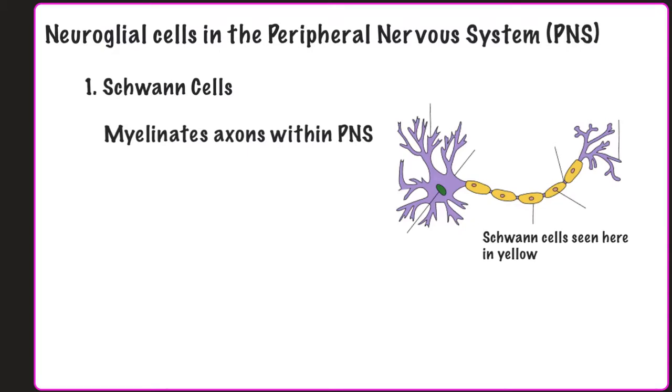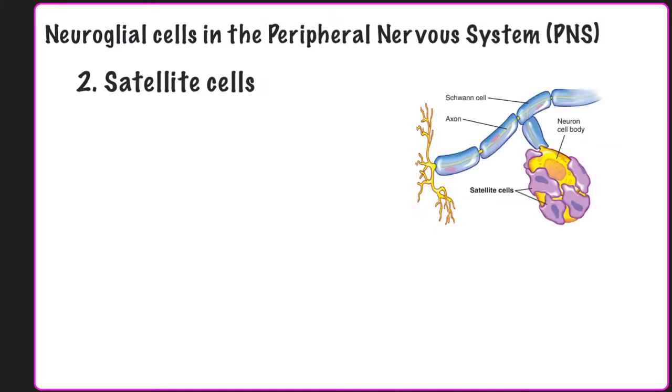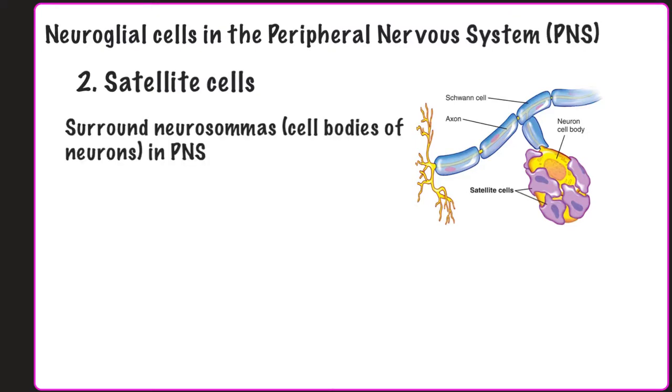The other type of neuroglial cell that we see in the peripheral nervous system are satellite cells. These cells surround the neurosomas in the ganglia of the peripheral nervous system. Remember, in the peripheral nervous system, we have what are called ganglia. And ganglia is where all the cell bodies of the neurons hang out together in one outswelling, and then their axons would extend out of there.